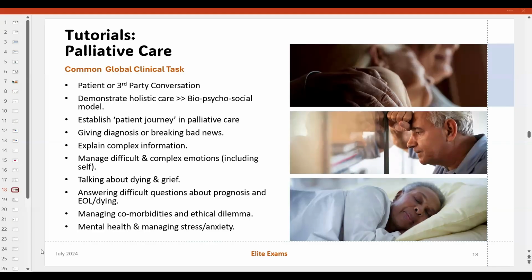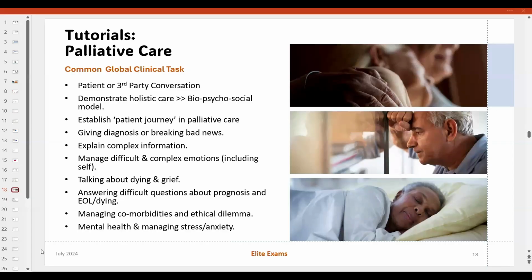That's another way of the patient's journey, even though you're not talking to the patient directly. So we've mentioned this already, part of your global task in this exam is that you are breaking bad news effectively and appropriately, and you're giving diagnosis without medical jargon, and that we should be able to explain complex information.